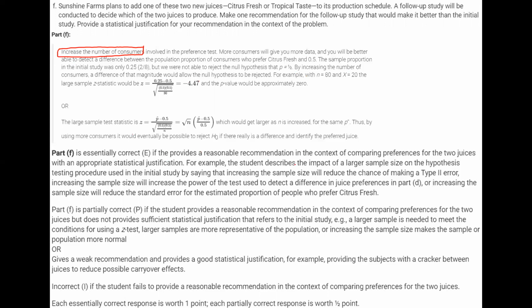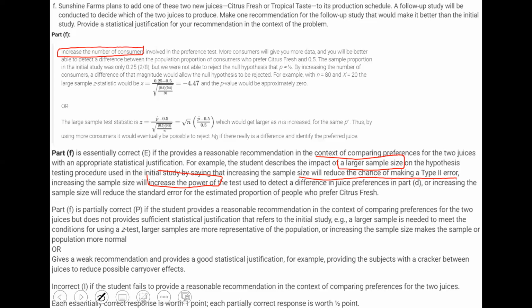So provide a reasonable recommendation in the context of comparing preference for the two juices with an appropriate statistical justification. For example, the student describes the impact of a large sample size on a hypothesis testing procedure used in the initial study by saying that increasing sample size will reduce the chance of making a type 2 error. Increasing the sample size will increase the power, right? So if you talk about those things, then you are essentially correct.